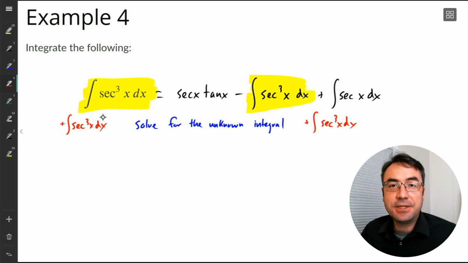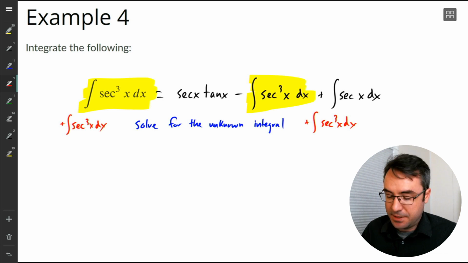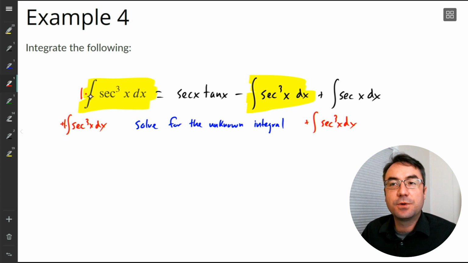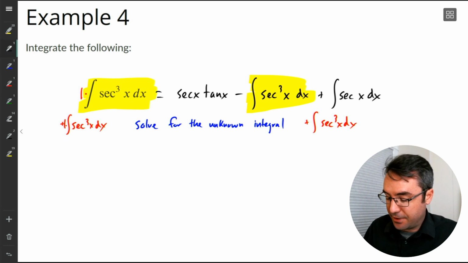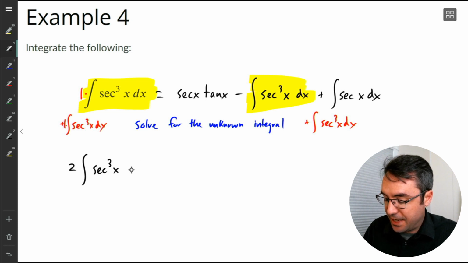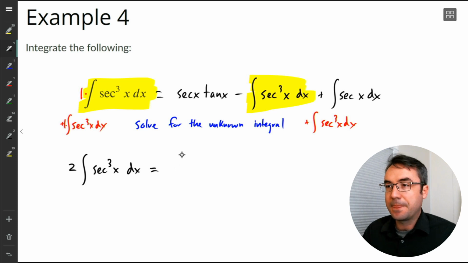Now, when we add two unknowns, we just add their coefficients. So both of these integrals kind of have hidden coefficients of 1. So we're just going to add their coefficients together, and that'll give us 2. We have 2 copies of the integral of secant cubed there on the left, and this is going to be equal to secant x tan x. We're done with that piece.